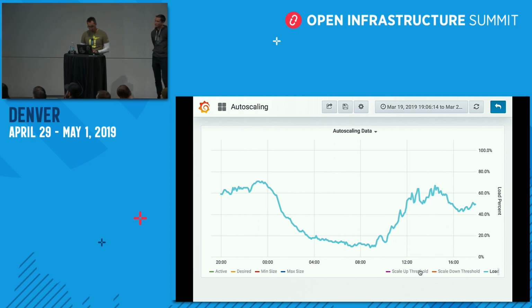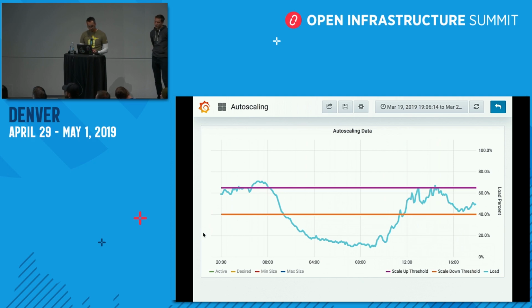Then with our autoscaling service, we define scaling thresholds. So we have a scale up and scale down threshold. What happens is when the load increases above the scale up threshold of 65%, as you can see here, we will be scaling up and adding additional nodes. And if the load were to drop below the scale down threshold of 40%, like here, we will be removing nodes from the cluster.